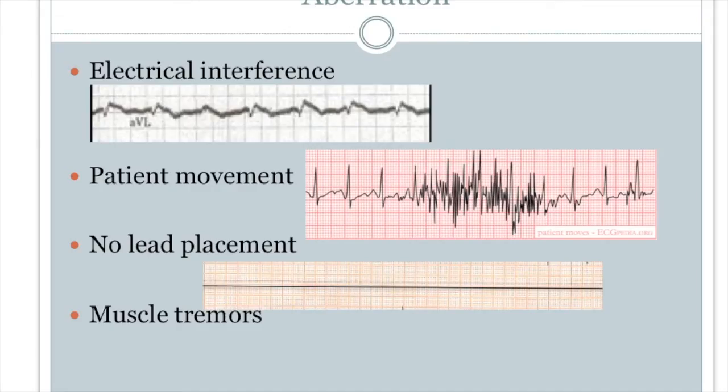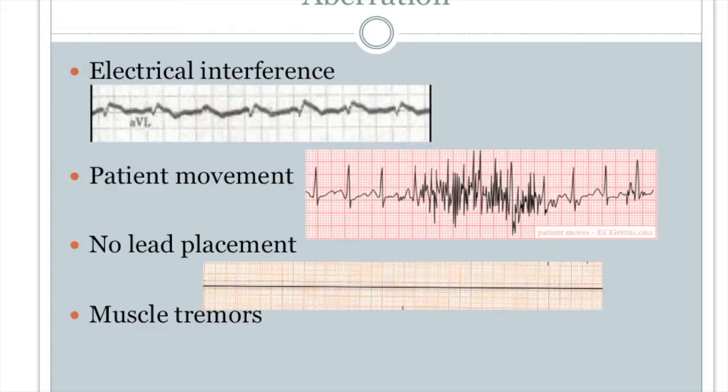I wanted to share a couple of rhythm strips with you, identifying interference. So on the top one we have electrical interference, where the isoelectric line is a little wider with small squiggly lines. This is most often seen when patients are using their electrical razors. Next we have patient movement, where the heart rhythm doesn't really match with what they're showing on the rhythm strip, and this is because they're moving around and those leads are moving around on the body.